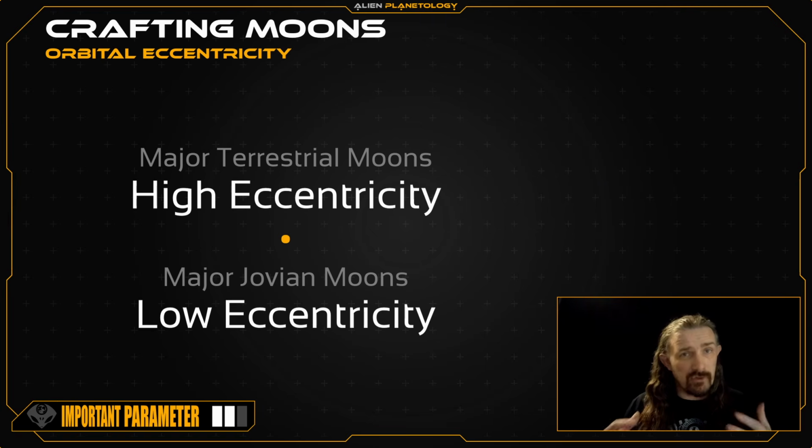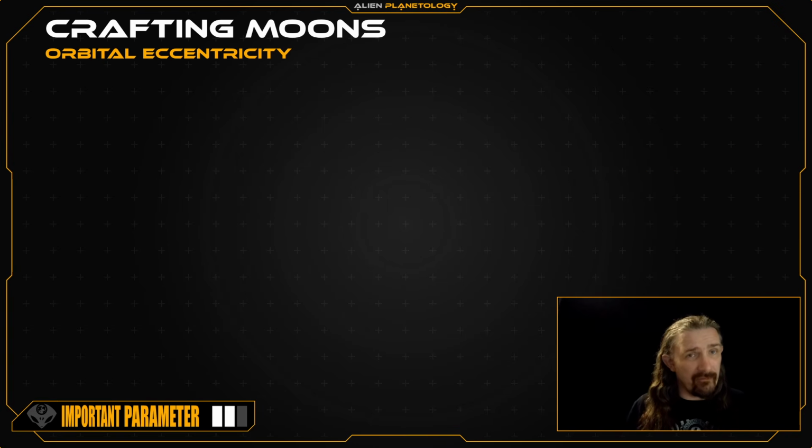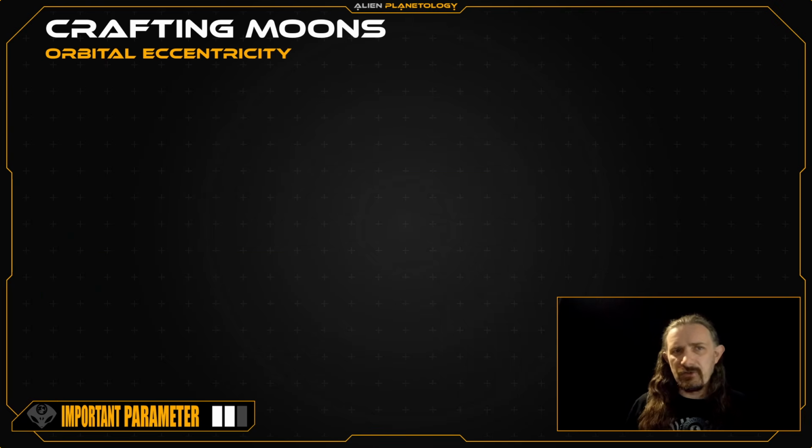The eccentricity of major Jovian moons, on the other hand, tends to be very low, with the average eccentricity of major moons in our solar system being approximately 0.0044. However, Jovian moons with above average masses or large semi-major axes can have slightly higher eccentricity. For example, Saturn's major moons Titan and Iapetus have eccentricities of 0.0288 and 0.0277 respectively. Eccentricity is a number below 1, so it will start with 0 point something and should have at least 4 digits past the decimal point, but 8 is better.